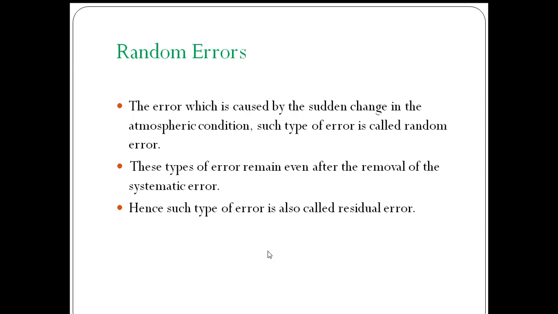These types of errors remain even after removal of the systematic error. So even if you are taking utmost care, these random errors are present. Hence, such errors are called residual errors. Residual errors are the random errors.